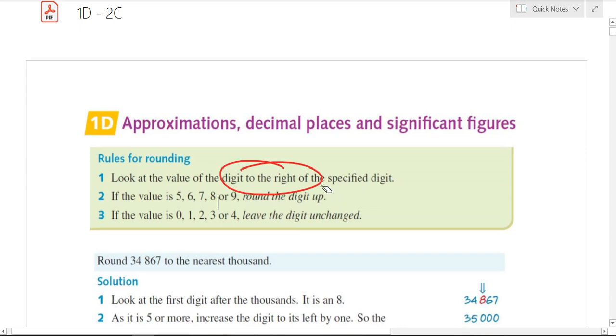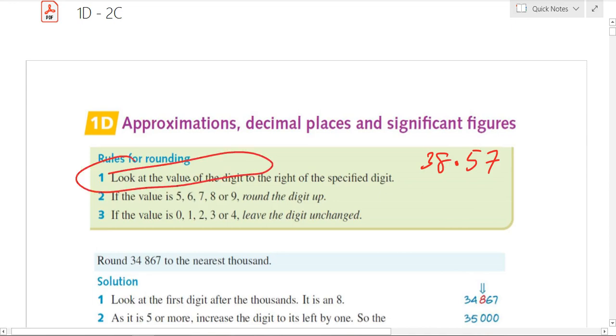Let's say for example you have 38.57, and I want you to round it to one decimal. That means you're looking at one number after that decimal point. So I just want one number after that decimal point, which means this is the only number that I want to see. Looking at that number, it is a 5, and according to this rule, you have to look at the number beside it, which is a 7.